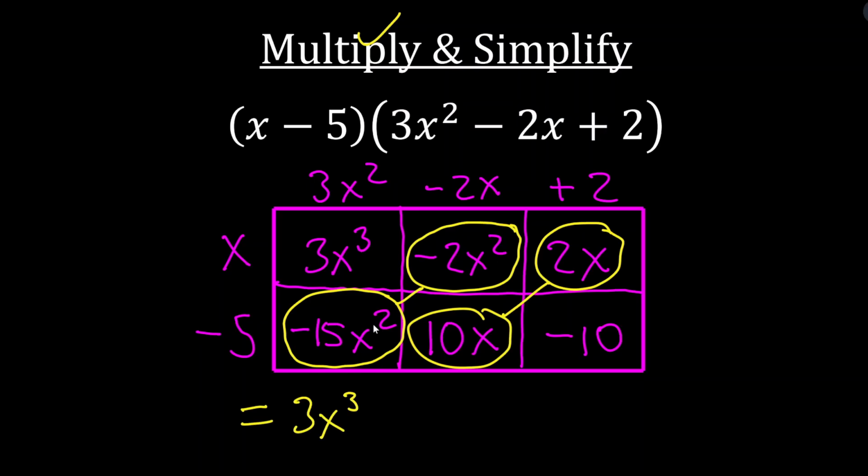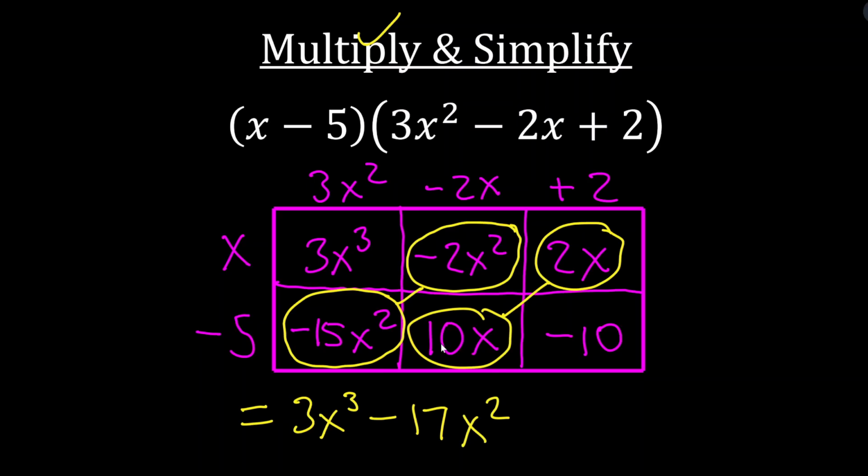And then what do we have next? We have negative 15x squared minus 2x squared, okay? So we're subtracting 15 of these x squareds and then taking away 2 more, and that's a total of taking away 17 of those x squareds. That's how we can think about this conceptually, right?